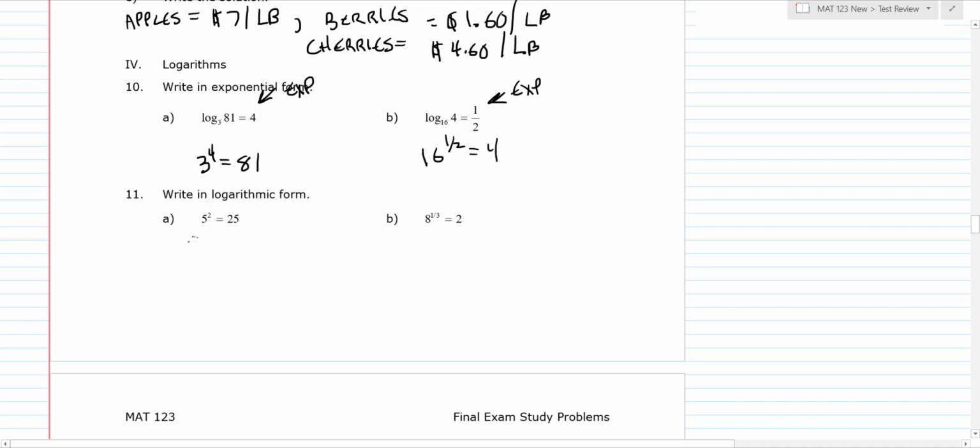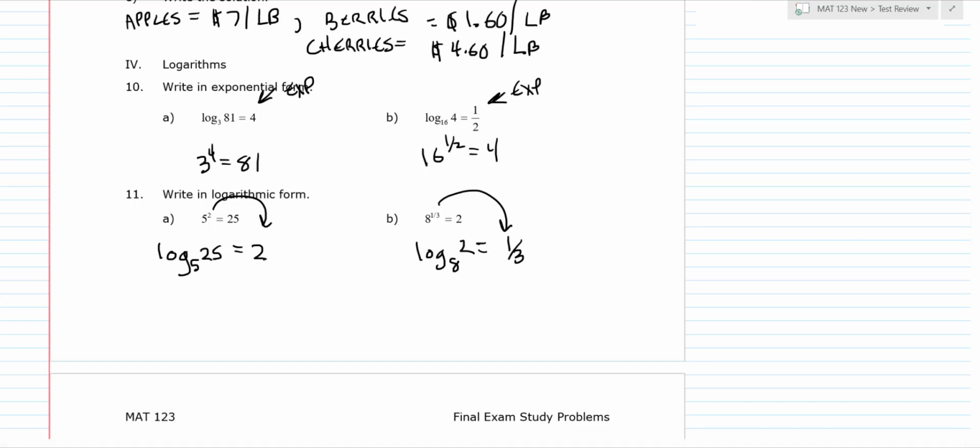If you do this backwards, it goes like this. These are exponential equations. The exponent is always what the answer to a log is. The base is there, and 25 goes there. It's just a matter of knowing how to rearrange the numbers. This one goes like this: the answer is the exponent, and the base is what is being raised to the exponent. That's how you write that in exponential form. So you definitely want to know how to put that together.